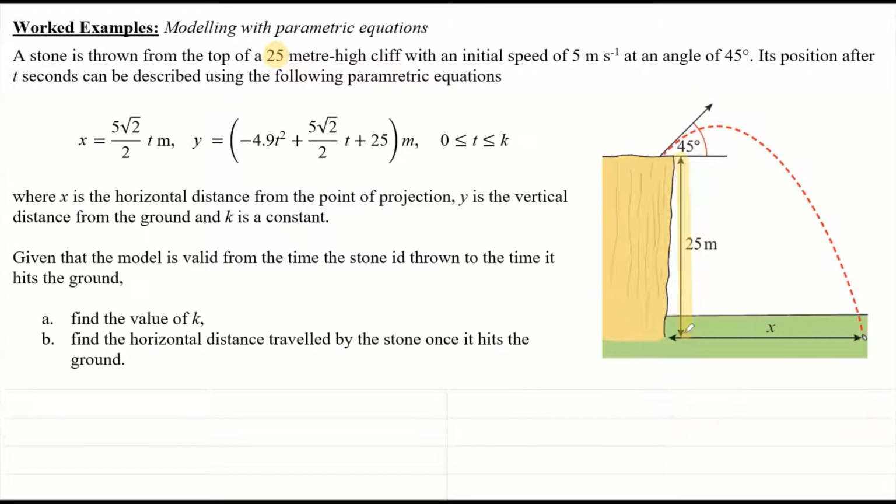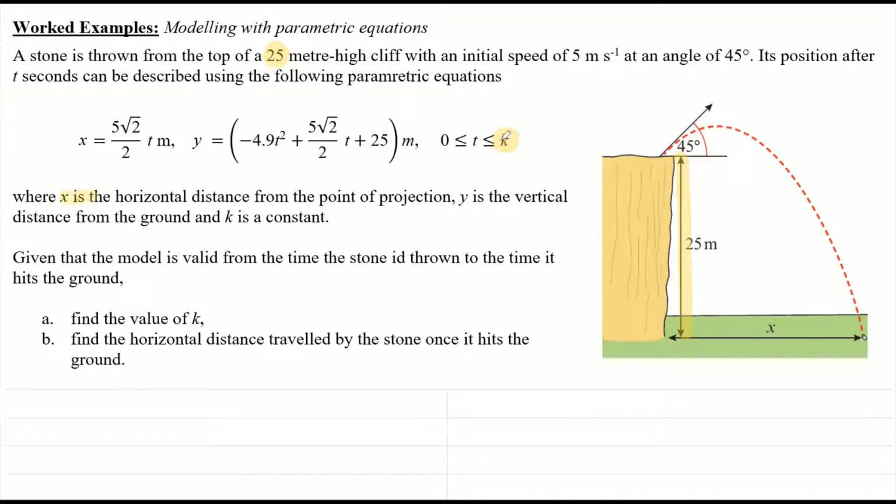Now, what is not given is this value here, k. K is a constant, but we need to be clear about how x and y are defined. That's absolutely paramount, because it's not necessarily going to be in every situation that x is the horizontal distance traveled and y is the vertical distance traveled. Not necessarily the case whatsoever. So we need to read the definitions of x and y really carefully.